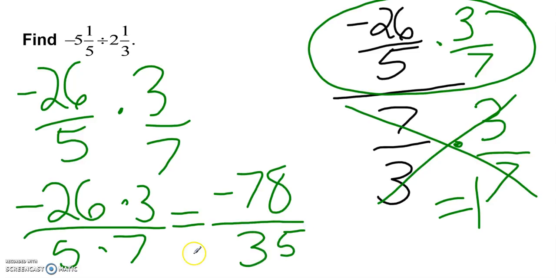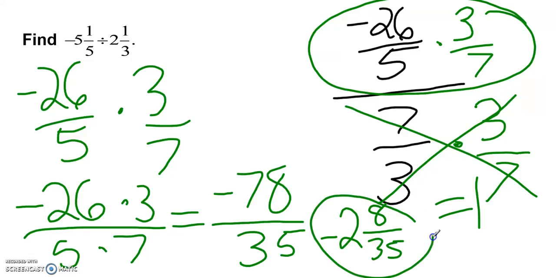Okay, so it's a negative because we multiplied a negative number by a positive number, and that gave us a negative number. So I would be fine with you leaving it like this, but since the problem has it in a mixed number, it would be nice if we put it back in a mixed number. So 35 goes into negative 78 negative 2 times, because it goes into 70 twice, with 8 left over, and then over the 35. So this is our answer.